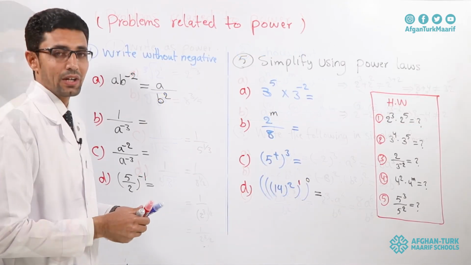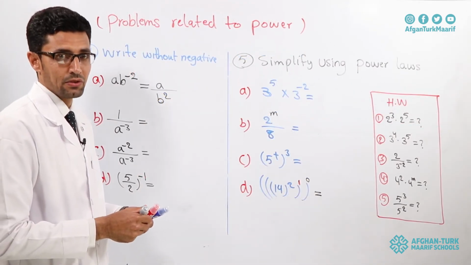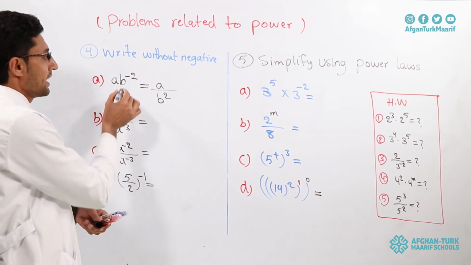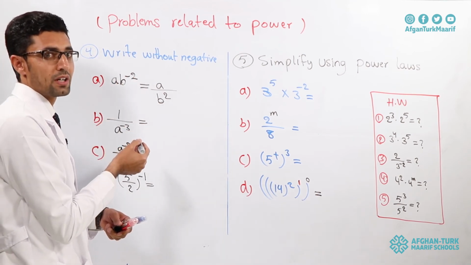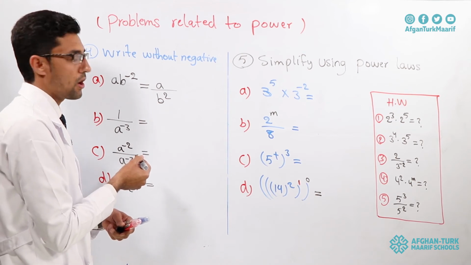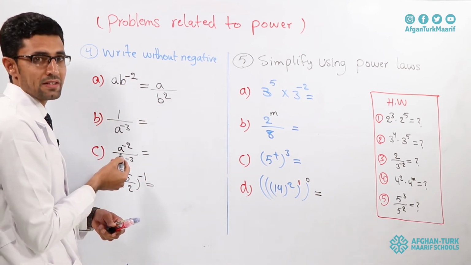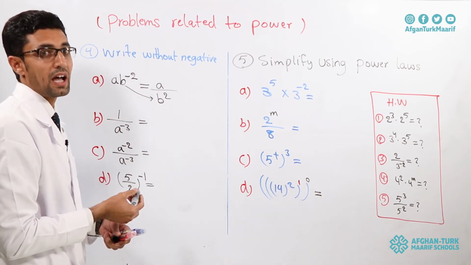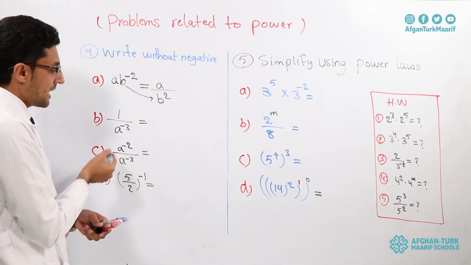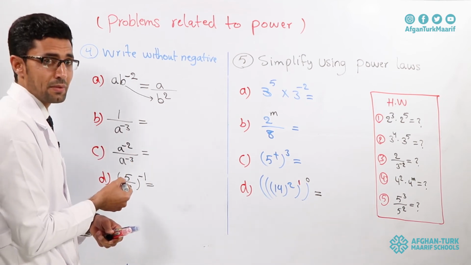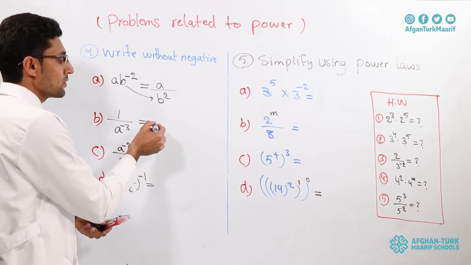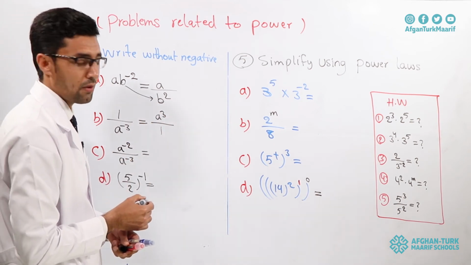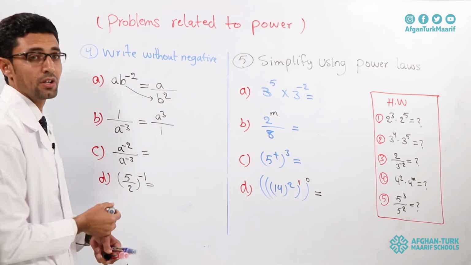And we continue. Okay, dear students, now we continue problems related to power. Problem number 4. Write without negative powers. Okay, if we have a number with a negative power, we have to change it to a positive power. Okay, a b to the power of minus 2. I can send minus 2 to the denominator, and it will change to a positive power. Here we have a negative power, but it is in the denominator. We can send it to the numerator in order to have a positive power.